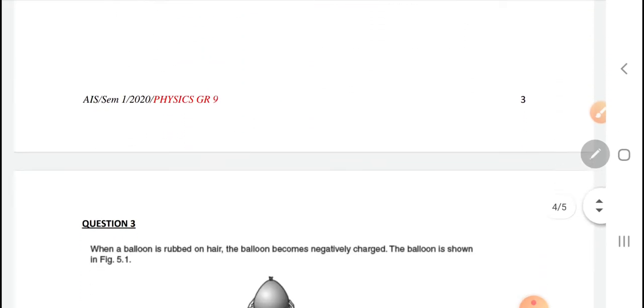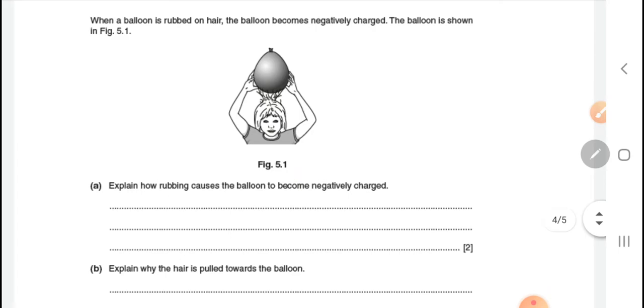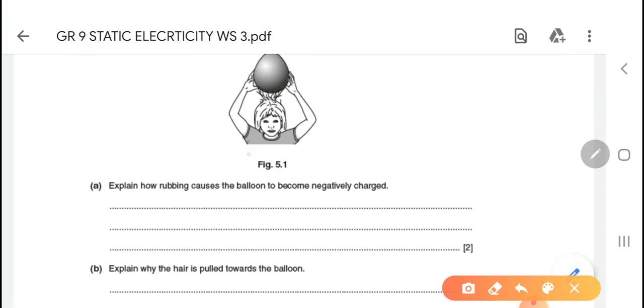Question 3. When a balloon is rubbed on a hair, the balloon becomes negatively charged. The balloon is shown in figure 5.1. Explain how rubbing causes the balloon to become negatively charged. So this is a very similar question to the first one. When we rub two things together, electron transfer occurs, and here the question says the balloon is becoming negatively charged. That means electrons transfer from hair to balloon. So our answer should include, as the first sentence, electron transfer from hair to balloon.